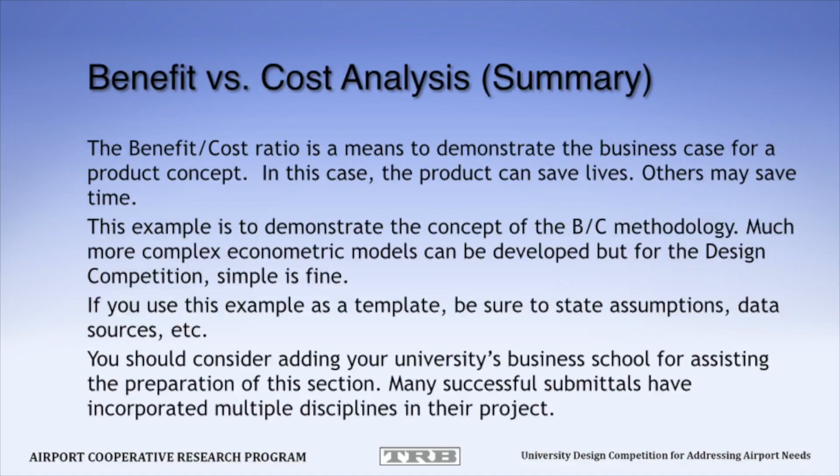So summarizing, benefit cost ratio is a means to demonstrate the business case for your product concept. In this case, we show that the product can save lives and there's a value to that. Others may save time. This example is to demonstrate the concept of the BC methodology. There are much more complex econometric models that can be developed, but for the design competition, simple is fine.